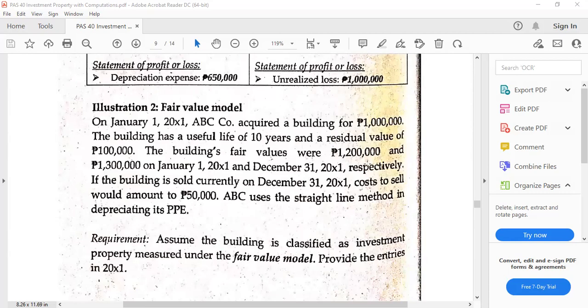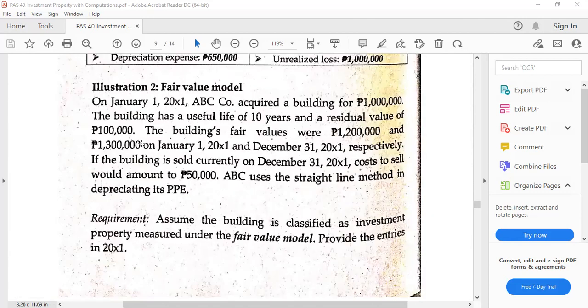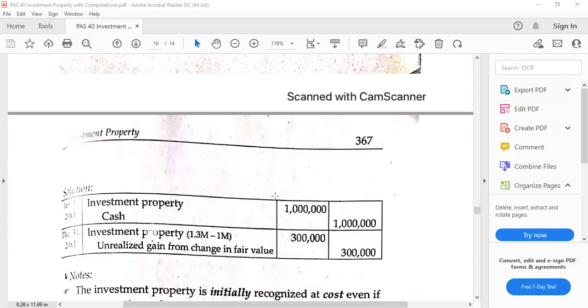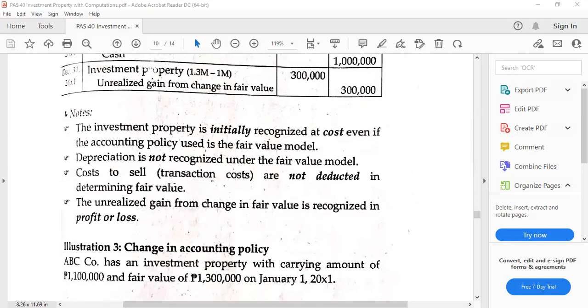In this case, for initial recognition, it's going to be at cost. The fair value is disregarded at that date. But at the end, it's at 1.3 M minus 1 million equals 300,000. Again, the 1.2 M fair value at January 1, 20x1 is disregarded. Then take note that depreciation is not recognized. For the purposes of computing fair value, the cost to sell is not actually deducted.